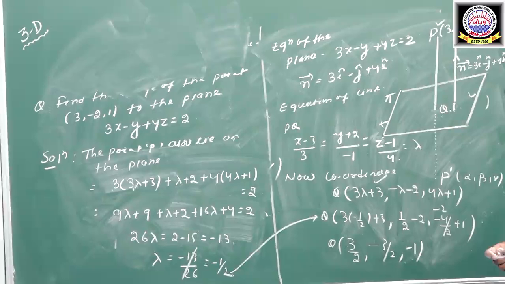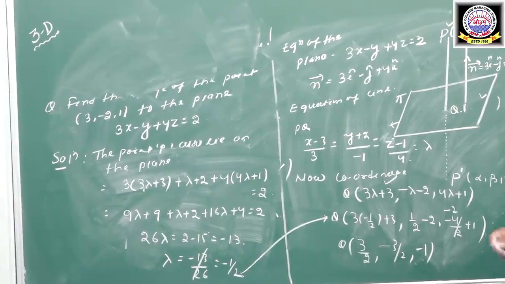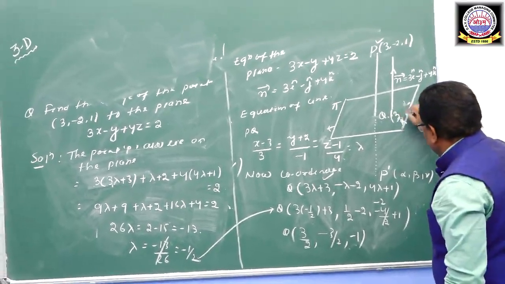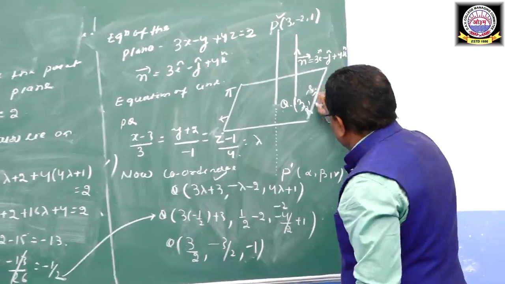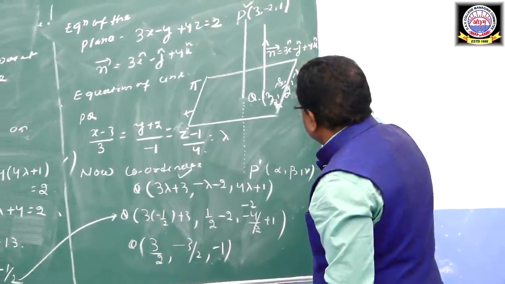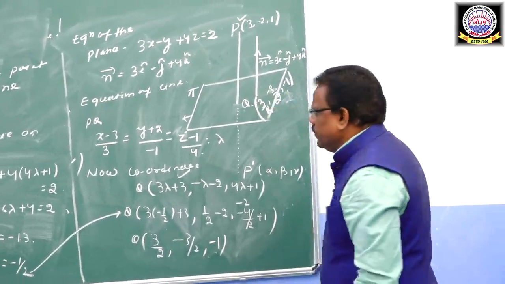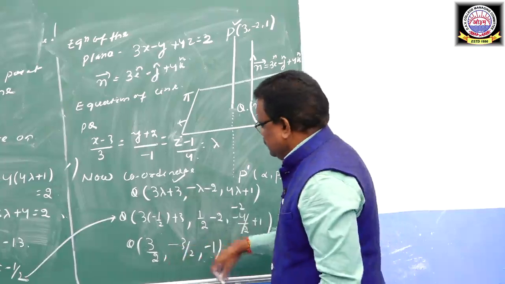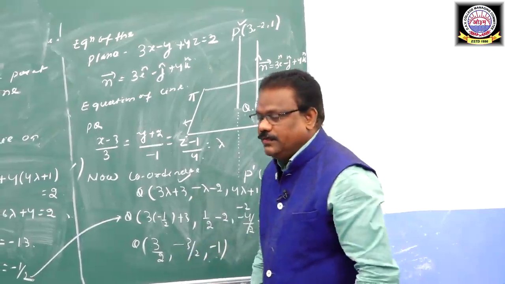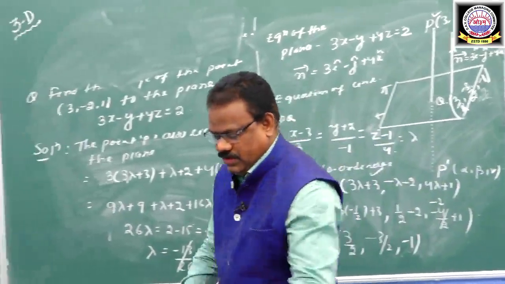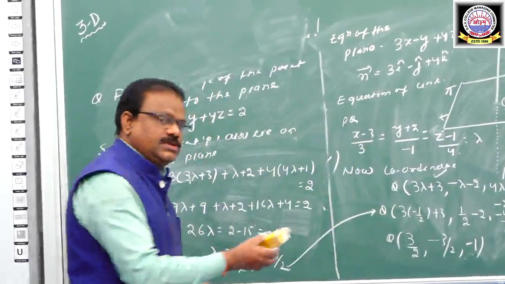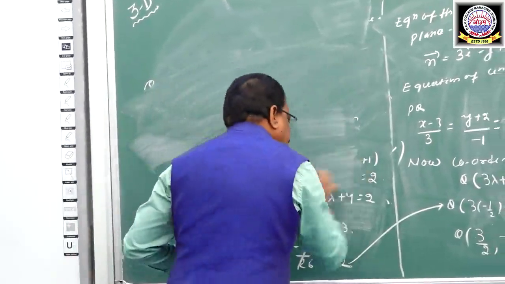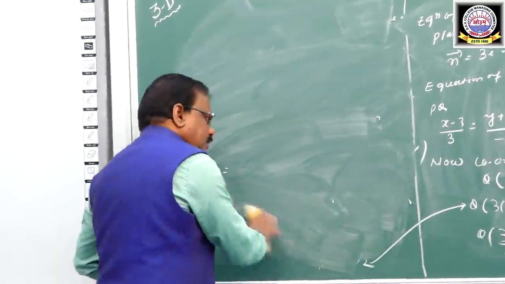So I can write here the coordinate is 3 by 2, minus 3 by 2, and minus 1. This is the coordinate of the point Q. Minus 3 by 2, sorry, plus 3 by 2, minus 3 by 2, minus 1. Then you will come to the image. Now you have to write here.